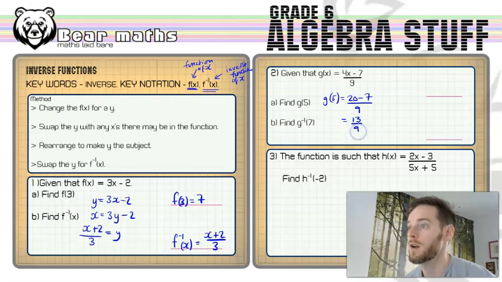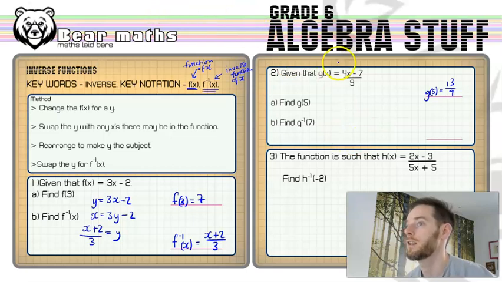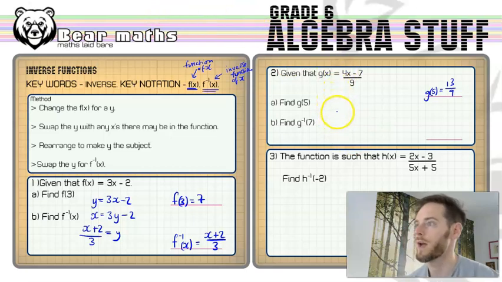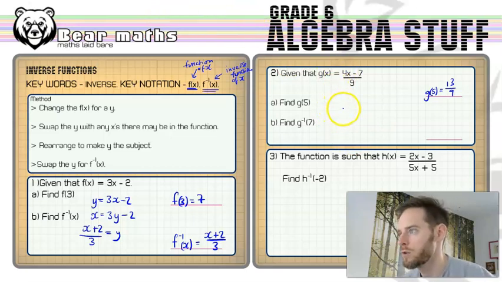13 over 9, and then if we wanted to, we could turn it into a mixed number, and now it goes in once with 4 left over, 1 and 4 ninths, right? But g of 5 is equal to 13 over 9 will do me, okay? But it is good practice to turn your top-heavy fractions into mixed numbers, as I mentioned in the number section video on that. Now, question B.